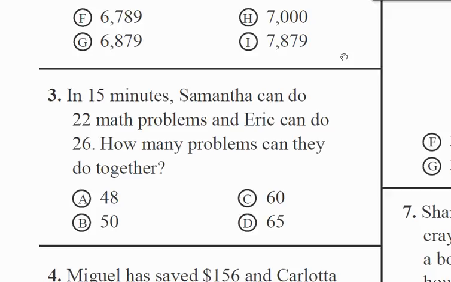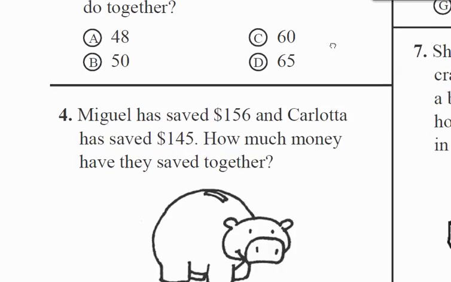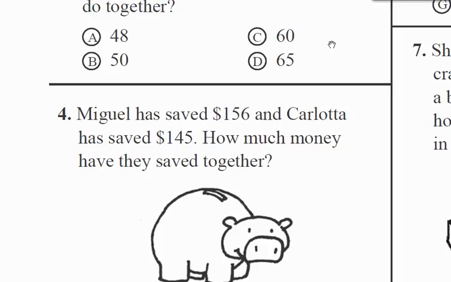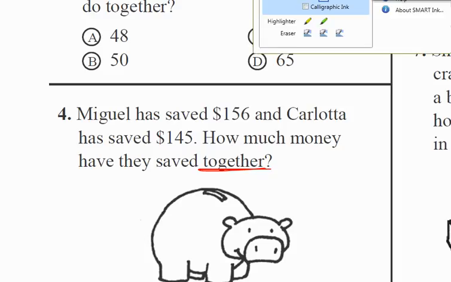Okay. So number 3, it says in 15 minutes, Samantha can do 22 math problems, and Eric can do 26 problems. How many math problems can they do together? The whole homework, it's addition. You have to estimate though. No, so I just have to add the numbers. 22 plus 26. The key word here is altogether. So when it says altogether, I need to add. Do I see the word estimate? No, I don't. So just go ahead and add the problems.